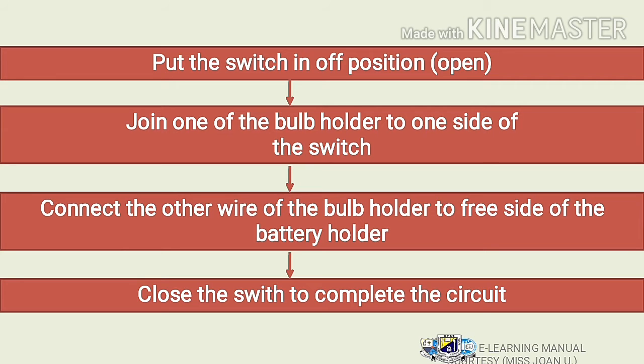Okay, now you join one wire of the bulb holder to one side of the switch and then you connect the other wire of the bulb holder to the other side of the battery. Okay, and then you close the switch to complete the circuit. How do you close the switch? You now connect the other wire of the battery to the other side of the switch and then you put on your switch and your bulb will light up.